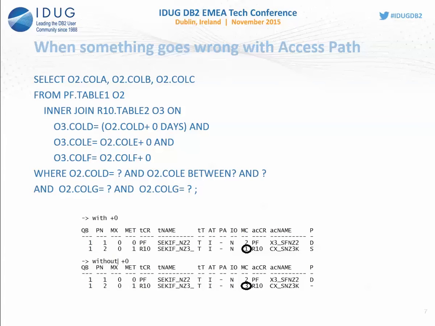On this table there was only one index, and I don't know the reason behind adding plus zero for this SQL. It is the first SQL which performed badly, and this is an example of how maybe not to code SQL.